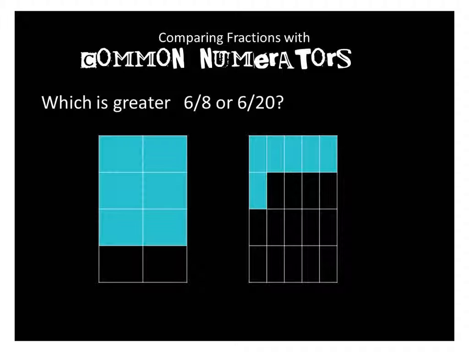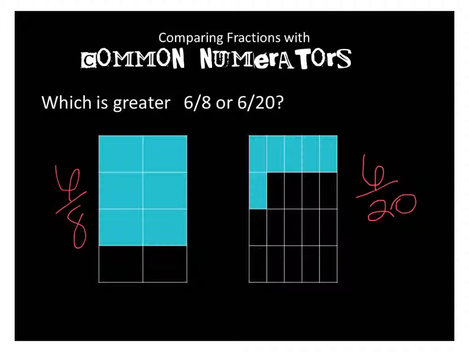Now we're going to compare fractions with common numerators. This really builds on an understanding of comparing unit fractions, but now instead of having a numerator of 1, we can have a numerator that is another number, but both of them are the same. So here I have 6/8 on the left. 6 of my 8 pieces are shaded. Now I made the figure the same size on the other side, but I divided it into 20 equal parts because my denominator is 20.